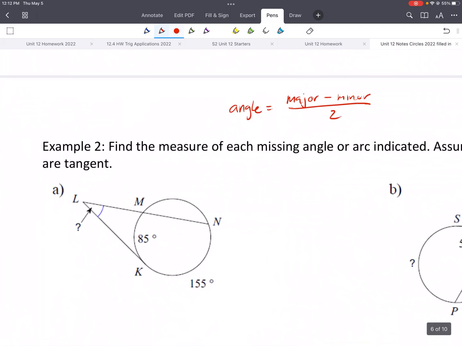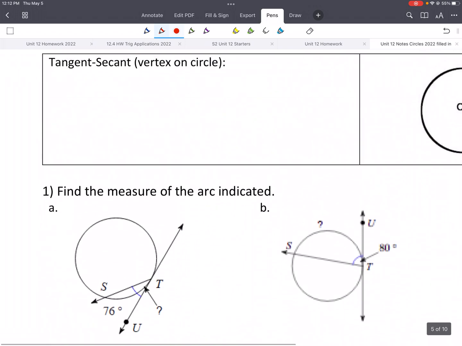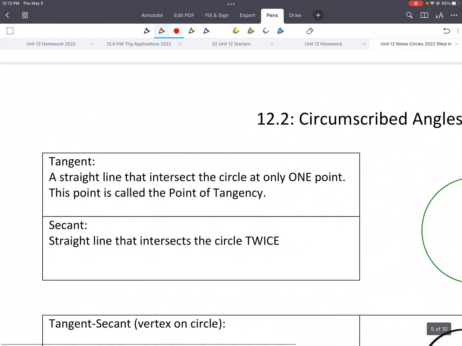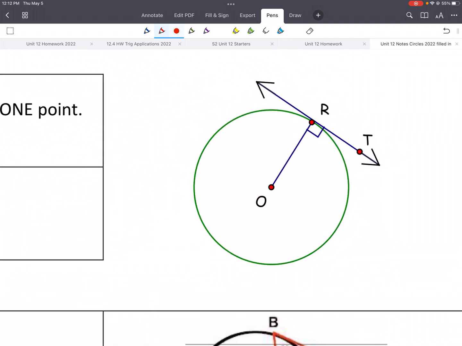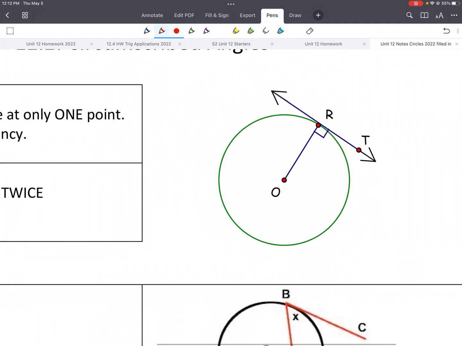So there are these three different types. This is the third and the final type of angles that we'll be covering. All right, so let's start with a little bit of vocab that we haven't covered yet. First is called a tangent line, or a tangent. It's a straight line that intersects the circle one time at one point, okay? And that point is called the point of tangency.